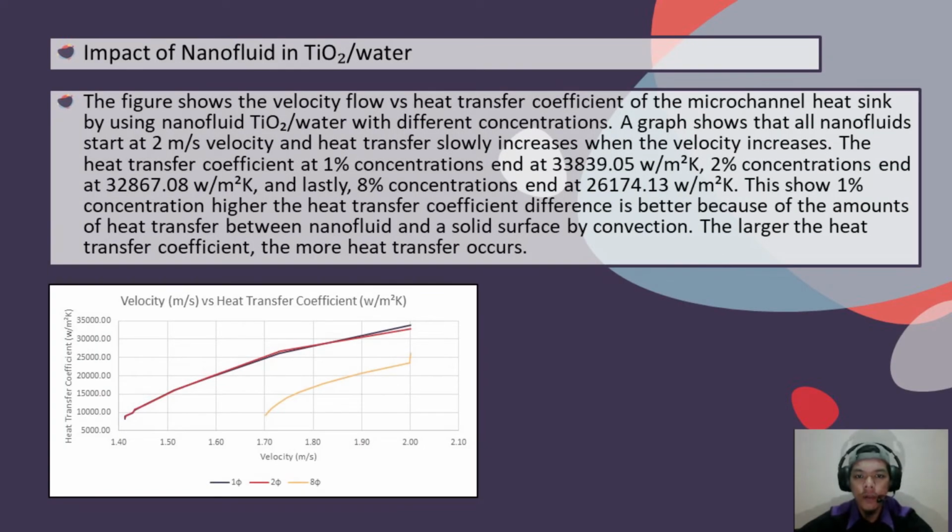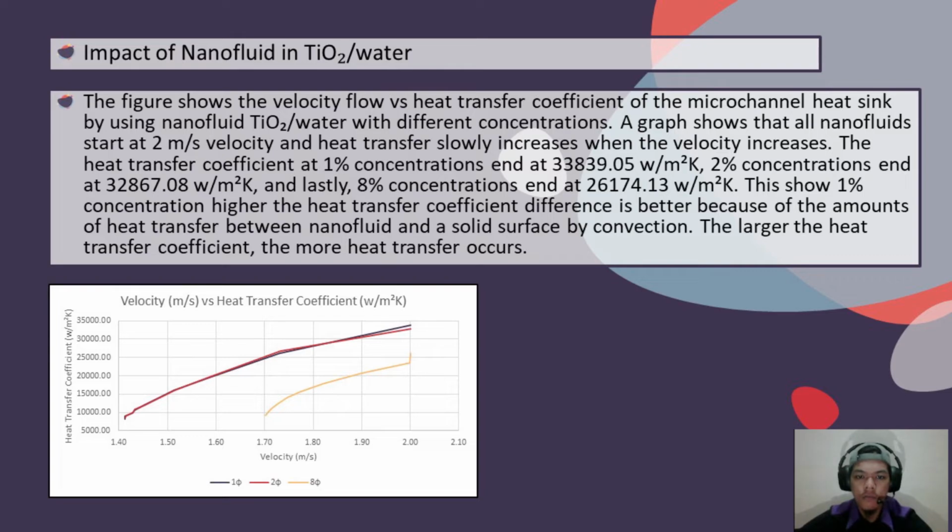Next we go to the impact of nanofluid in titanium oxide water. The figure shows the velocity flow versus heat transfer coefficient of microchannel heat sinks using titanium oxide water with different concentrations. As the graph shows, all nanofluids start at 2 meter per second velocity and the heat transfer slowly increases when the velocity is increased.